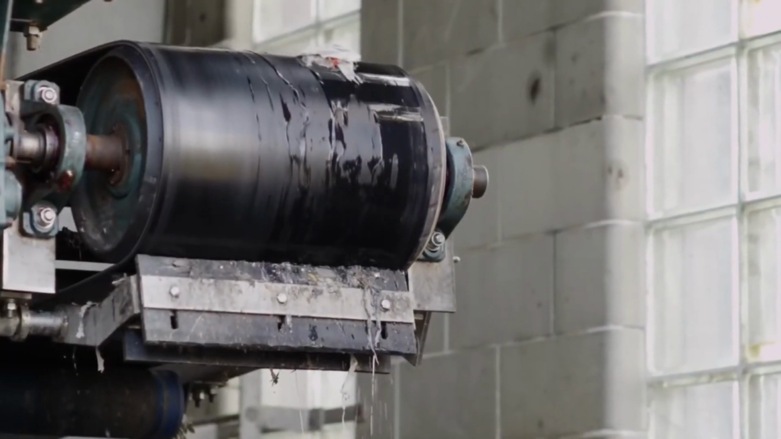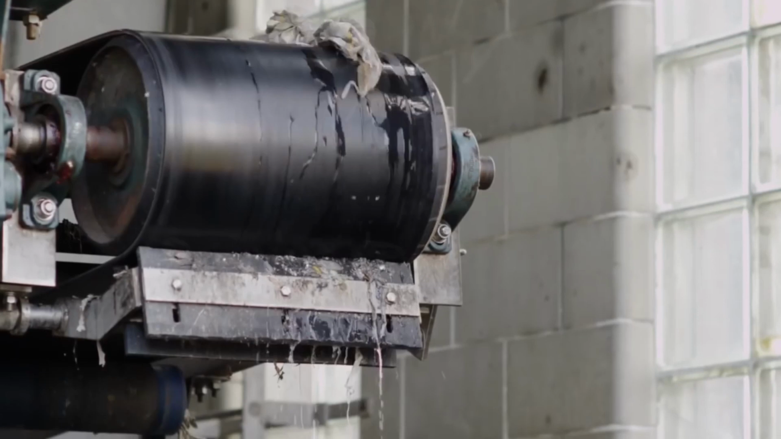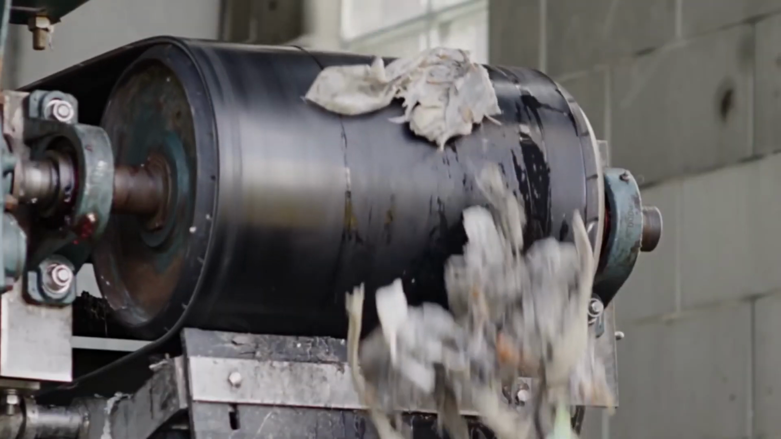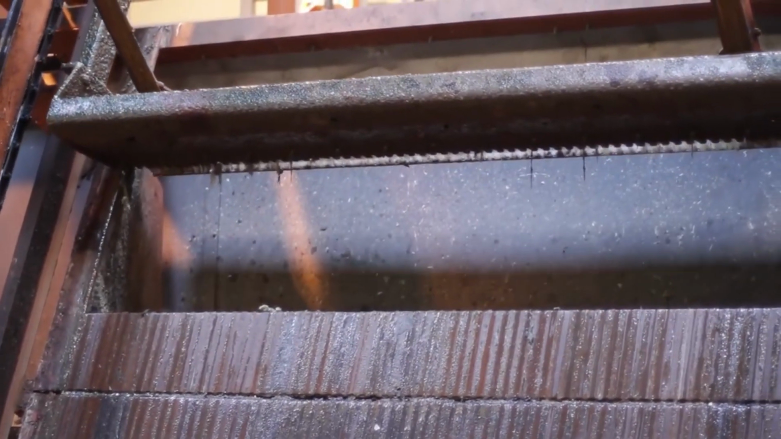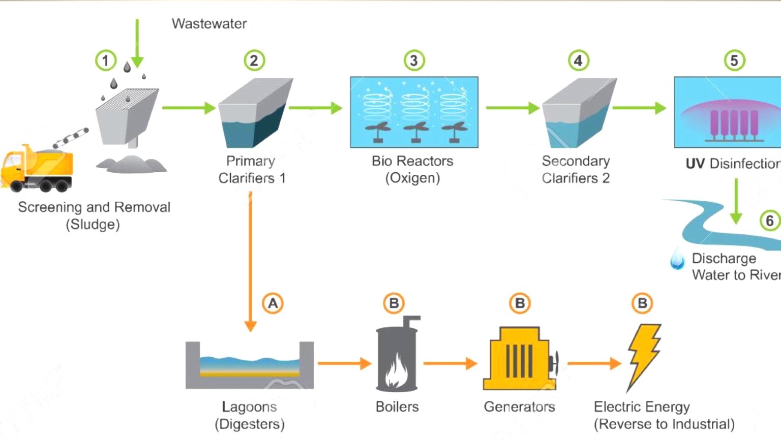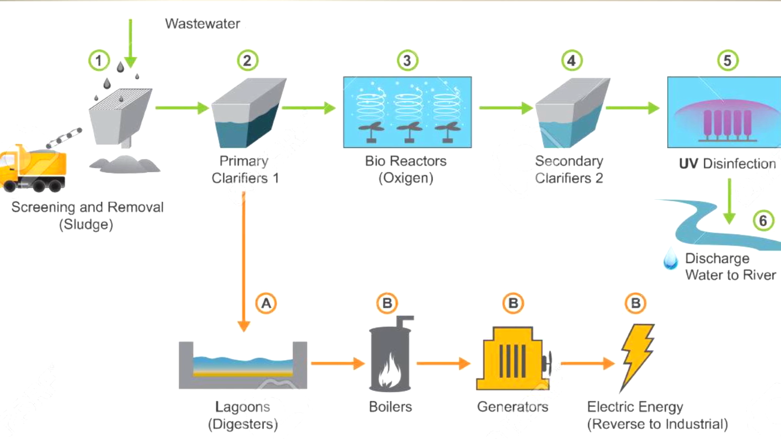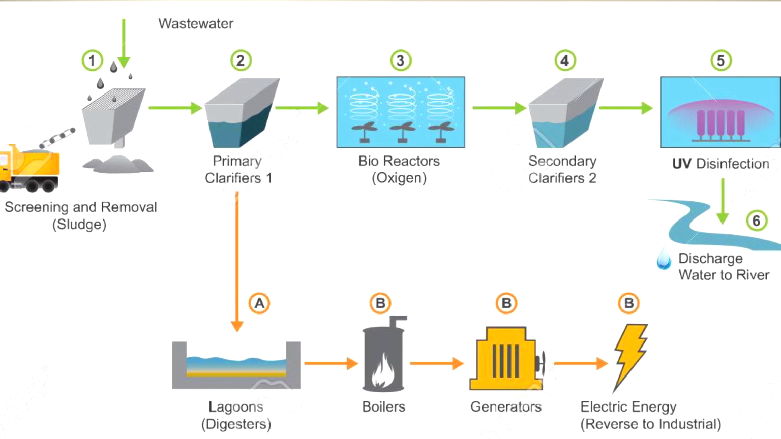A wastewater treatment plant has four stages. The first stage is preliminary treatment. Upon arrival via the sewer system, the wastewater is sent first through the bar screen, which removes large solid objects such as sticks, rags, and plastic from the wastewater.